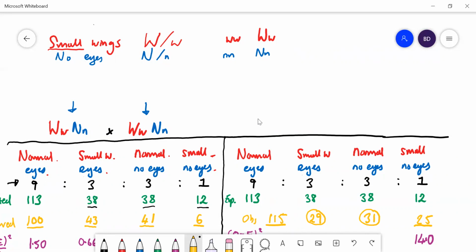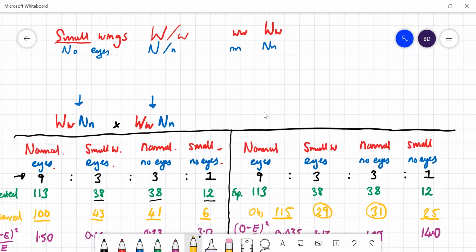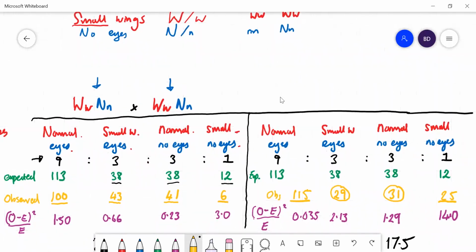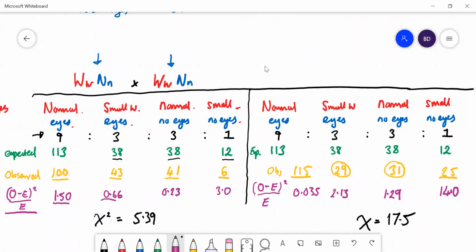Okay, so let's now do a chi-squared test on all of that. Now remember this chi-squared test, this is how you work it out, this purple box here. So you do observed minus expected, square it, and divide by E. So you get all of these purple numbers here, and then you add them all up together to give you the chi-squared value. So add all those purple numbers up together on the left and you get 5.39.